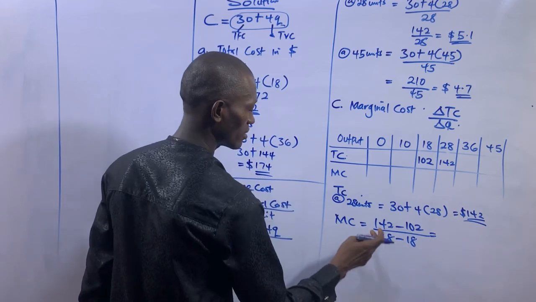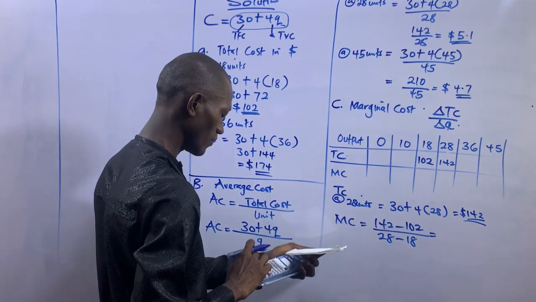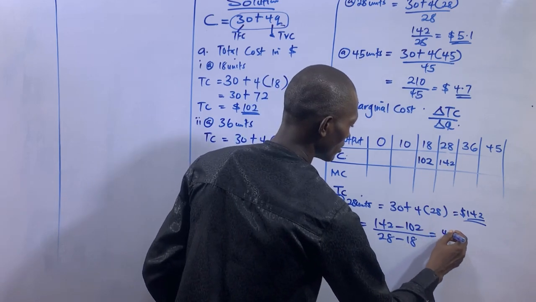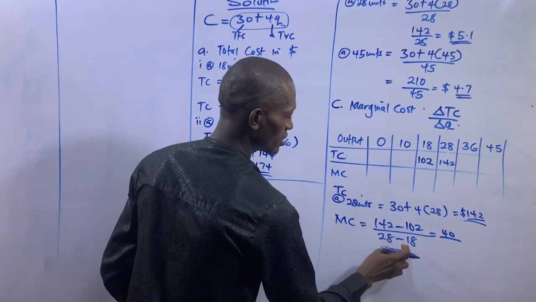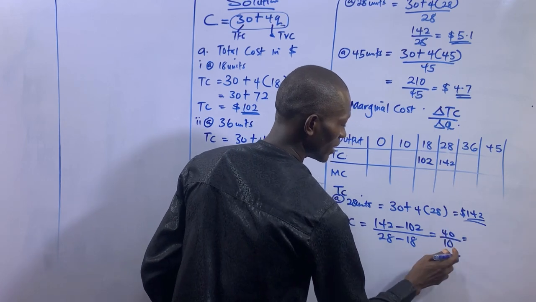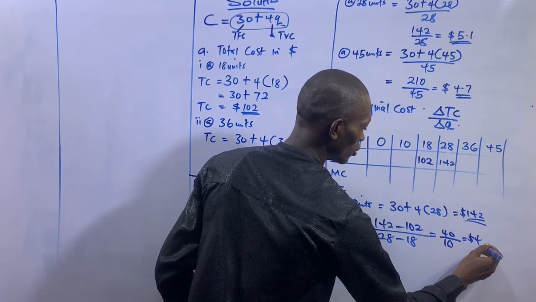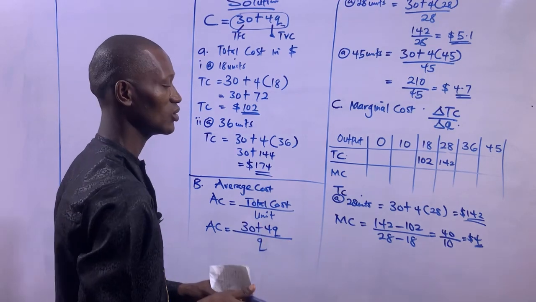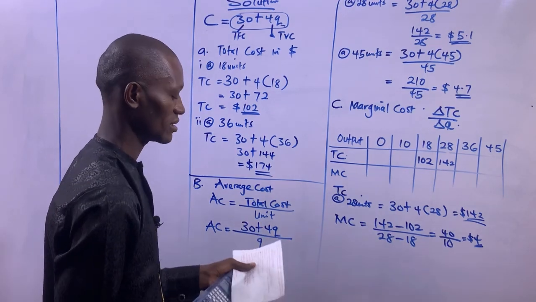Then what we have here is 142 minus 102. That gives us 40, divided by 28 minus 18. That's 10. Then 40 divided by 10 gives us $4. That's the marginal cost of producing 28 units. It's as simple as that.